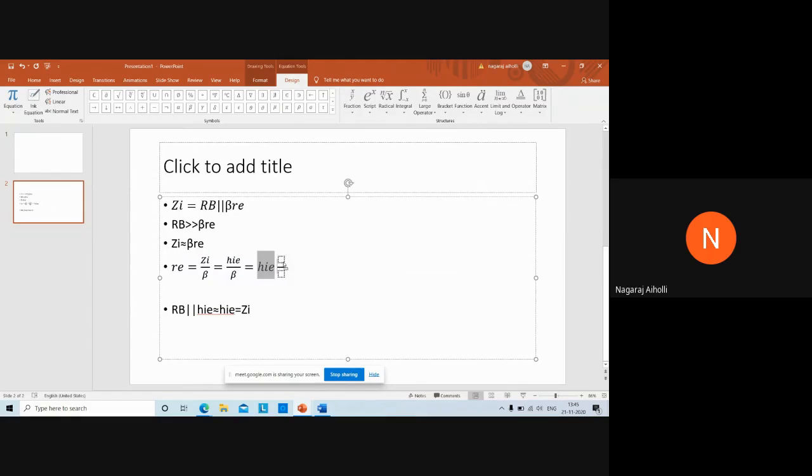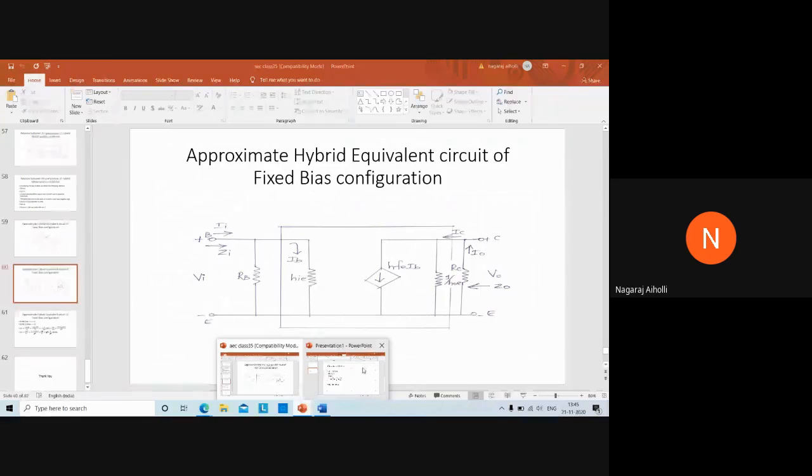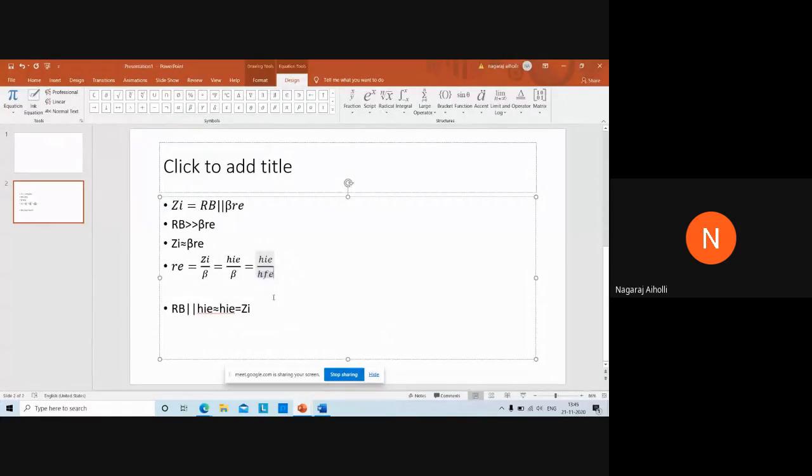I'll tell how it is HFE. If you look into this model here, it is HFE IB, that is beta IB. It is as good as IC equal to beta IB. That means beta is nothing but HFE. According to our formula, IC is equal to beta IB. Therefore, beta is nothing but HFE. If we substitute here, what we are getting is HIE divided by HFE. That is our re. This re is HIE by HFE, which I have substituted here.